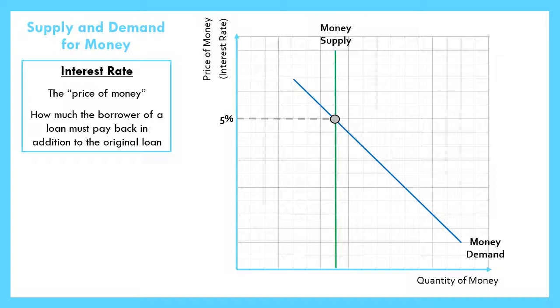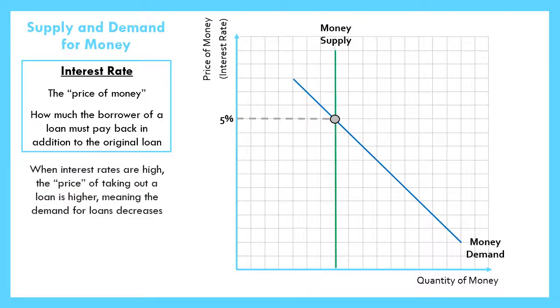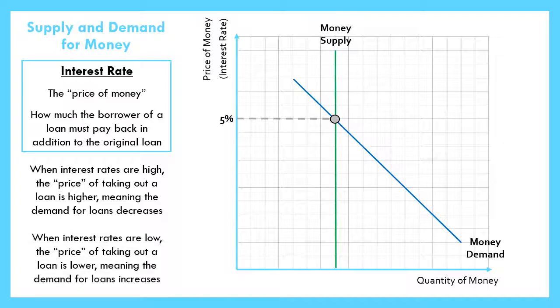The price of money, being an interest rate, is just how much the borrower must pay back in addition to the original loan. That original loan payback is known as principal. We have interest on top of that that must be paid back. Whenever interest rates are high, just like the price of anything else, the price is higher and demand for it goes down. Whenever prices are low or interest rates are low, the demand for loans increases. It's that law of demand in action.